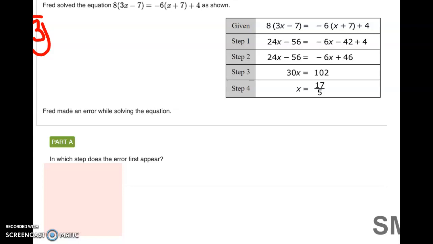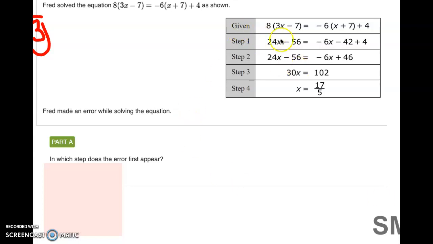All right, Fred solved the equation 8 times the quantity 3x minus 7 equals negative 6 times the quantity x plus 7 plus 4 as shown. So here we have the given, and then we have the steps that Fred did. Now the problem tells us Fred made an error while solving the equation. In which step does the error first appear? So we need to look at our steps here.